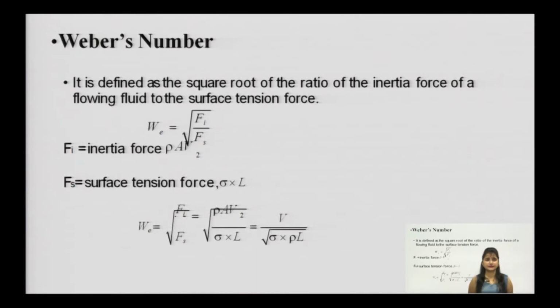Weber's number is again the square root of the ratio of the inertia force to the surface tension force of the flowing fluid. So, after calculating inertia force under root with its surface tension force, you get a simplified expression as velocity by under root of surface tension into rho L.